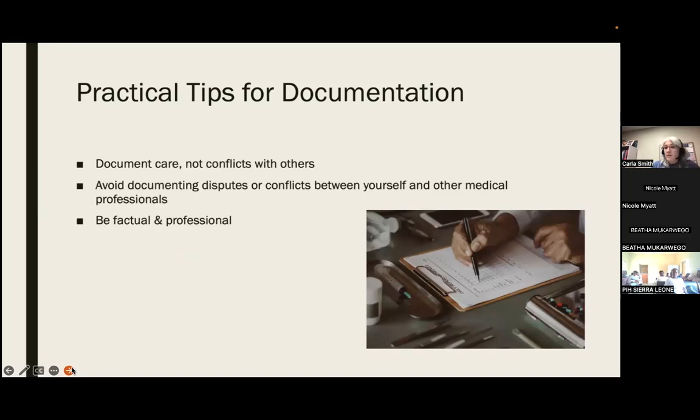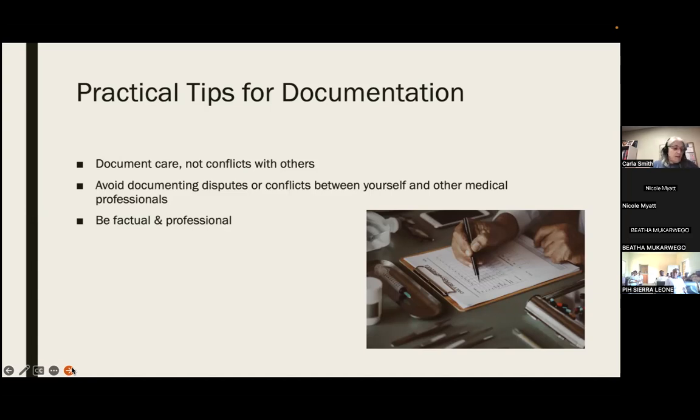A good example of this is if you were unable to give a medication because it was unavailable from the pharmacy. Maybe the pharmacy was backed up. Maybe they were short-staffed. Maybe they were running late. Maybe they had an emergency. All of these factors can play into why a medication was not available. And you simply could document that.